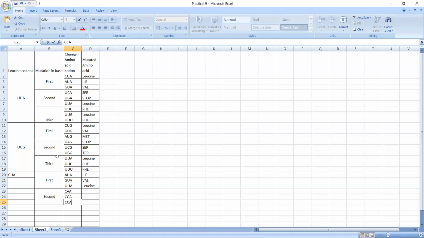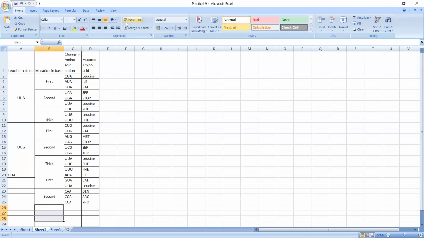Now let us see what CAA codes for. When I see CAA is a glutamine, so I will just write GLN. Now CGA codes for arginine. Again and again, when you see the amino acid chart, it will become very easy for you. CCA codes for proline. All right.